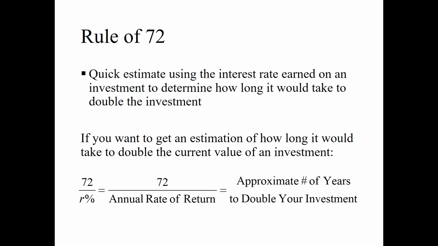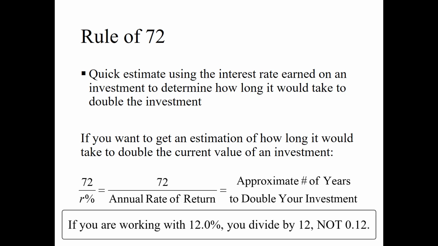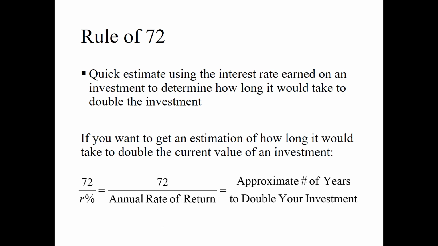and we simply take the number 72 and divide it by our annual rate of return. An important detail to this equation is that when you divide by your annual rate of return, you only use the whole number for the percentage, not as a decimal point. So for example, if you were going to divide it by 12%, you would simply take 72 and divide it by the number 12, not 0.12. And we do that to get our approximate number of years to double an investment, whether that's $1 to $2, 100 to 200, or $1 million to $2 million.